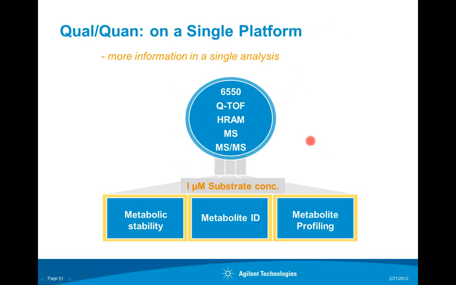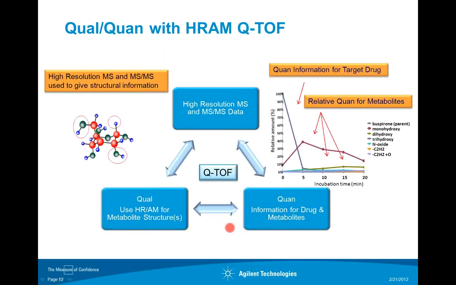So with the great performance enhancement, the 6550 iFunnel Q-TOF enables us to combine these 3 assays in one experiment with one substrate concentration at 1 micromolar for both quantitation and identification. This diagram shows how high-resolution accurate mass Q-TOF data can be utilized for the quantitation as well as for the qualitative analysis.